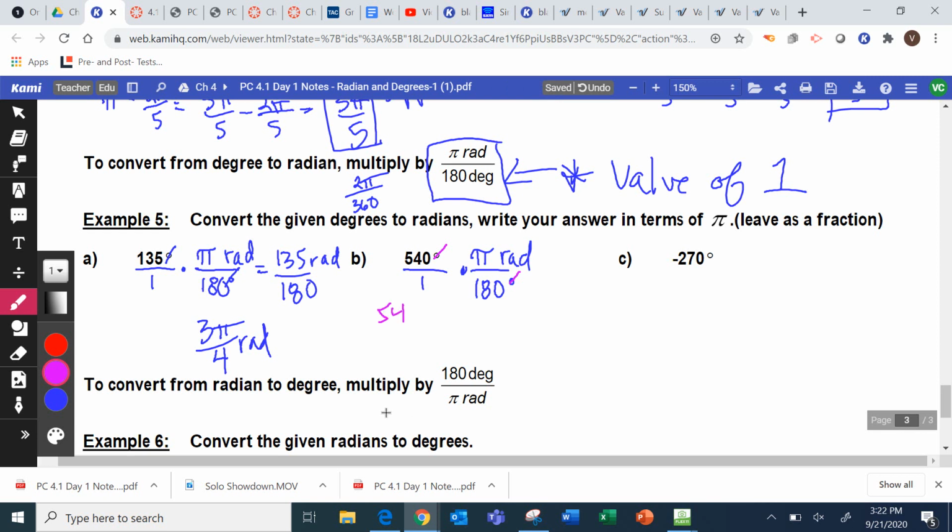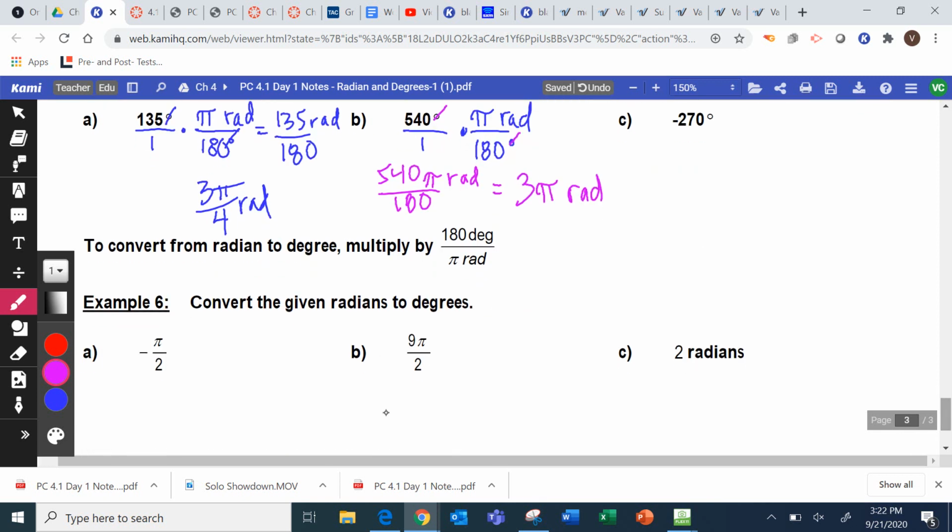We've got 540 pi radians over 180. Typed that in my calculator, reduced it, and I got 3 pi. One thing that I went over really fast that you might not have noticed, I did not type pi in the calculator. If you type in pi, you are not getting a fraction. You have to type in the numbers that are not pi, and then just put the pi there when you're done. And then negative 270 works the exact same as the other ones. You just have a negative number when you're done.